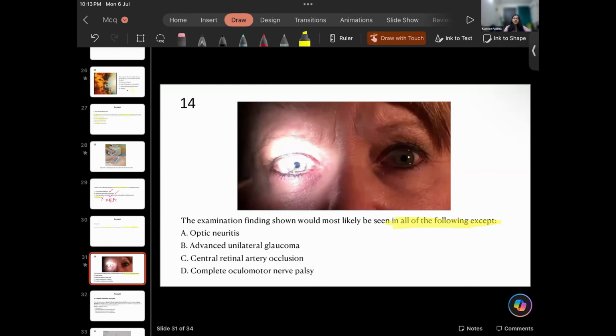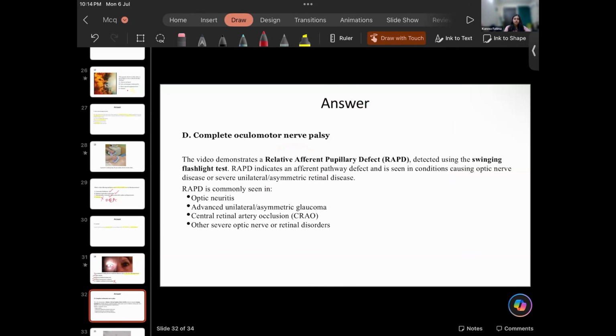The oculomotor nerve is a motor nerve which is involved in the efferent pathway and not the afferent. So you can arrive at a hint that oculomotor nerve palsy would not affect the afferent pathway. Rather, it is involved in the efferent pathway. So it won't lead to RAPD. Meaning these three options can cause RAPD and not the oculomotor nerve palsy. So we have arrived at the answer: the complete oculomotor nerve palsy.